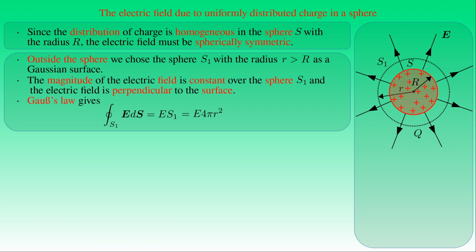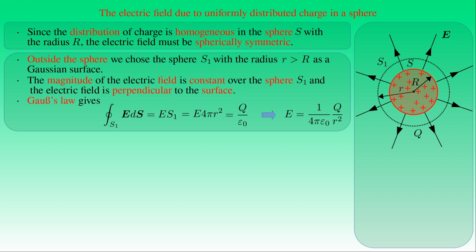Since Gauss's law states that the surface integral is equal to the charge Q enclosed by the Gaussian surface over epsilon naught, we can express the magnitude E from this equation. Then the magnitude E of the electric field outside the sphere S is equal to 1 over 4 pi times epsilon naught, times Q over r squared.